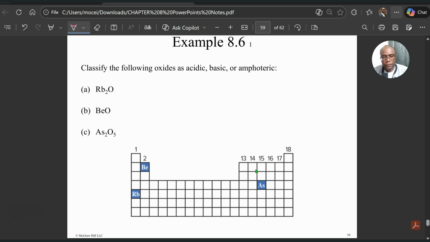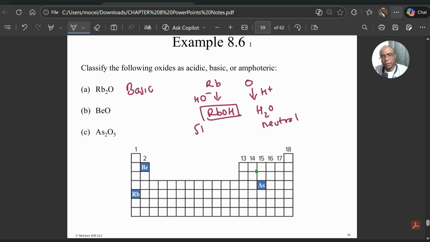Classify the following oxide as acidic, basic, or amphoteric. Okay, so if it's a group 1, I expect it to be basic. The reason is this. If I split up Rb and oxygen, I give the oxygen OH minus, it's going to give me RbOH, rubidium hydroxide. I give the oxygen H plus, most likely it's going to give me water. Water is neutral. Hydroxides of group 1 elements are strong bases, so this will be basic.